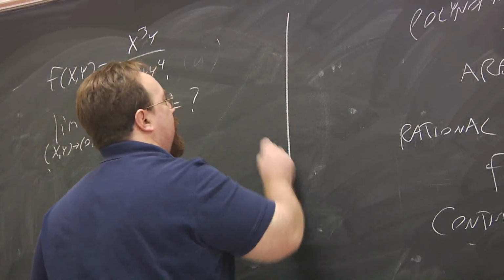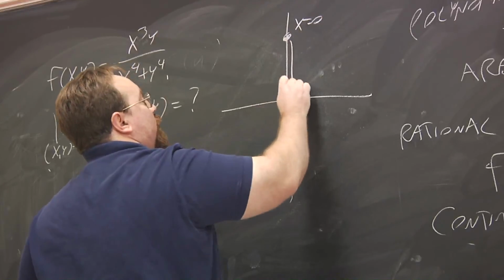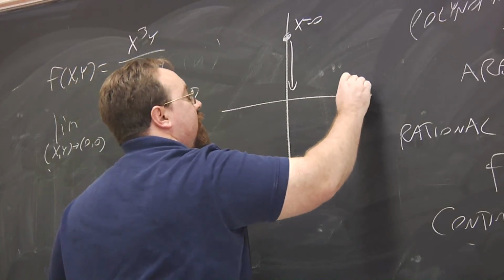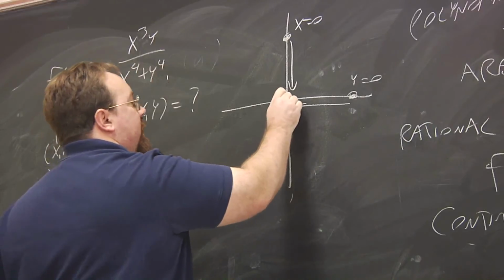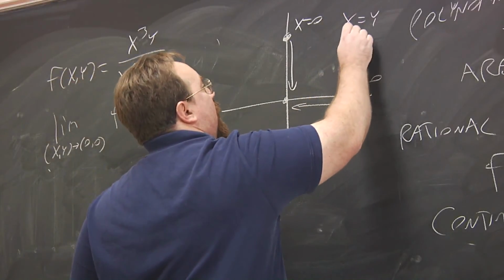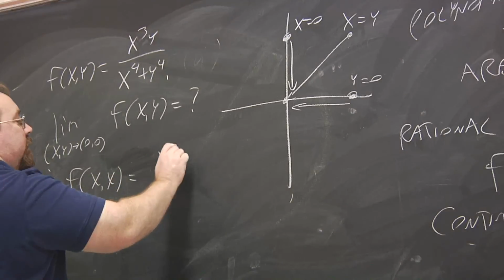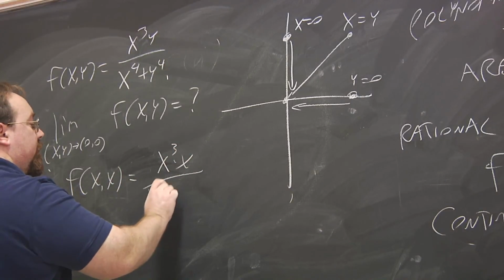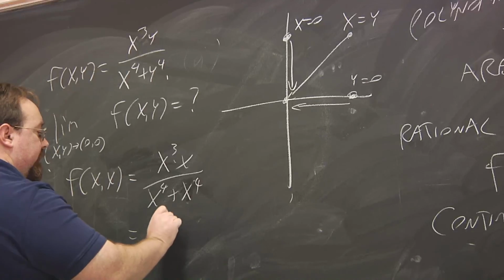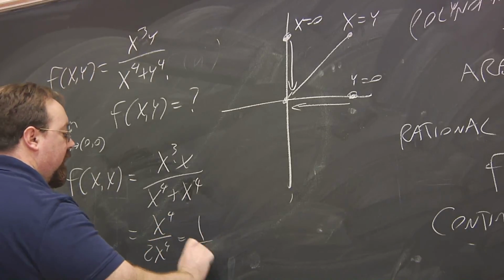If you look at the xy plane, here you could set x equals 0 and let y go to 0. You can set y equal to 0 and then approach the origin this way. But let's approach along a different path, x equal y. For f of x, x, we get x cubed times x over x to the 4th plus x to the 4th. So x to the 4th over 2x to the 4th is 1/2.